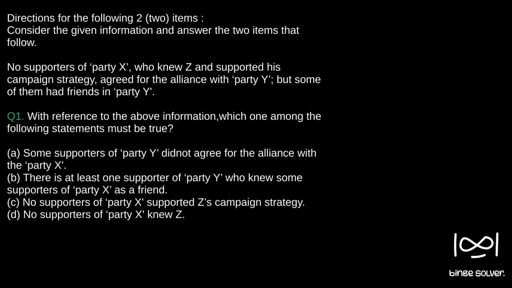Before going into the options, let's see what is the information given. The information is about the supporters of party X. Let's say this is the circle that shows all the supporters of party X. So we have a lot of people. This is the circle which shows all the people who supported X. Let there be a smaller subset of X like this, which contains people who knew Z and supported his campaign strategy.